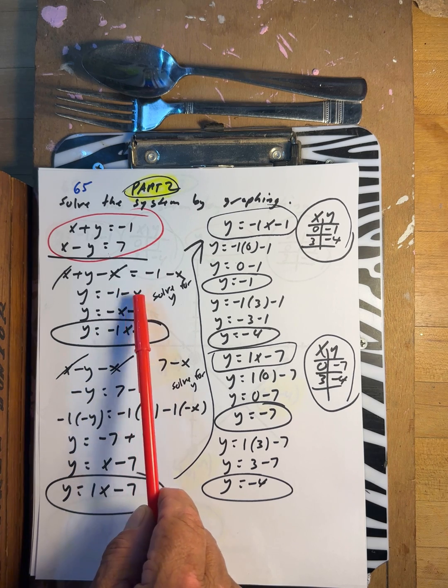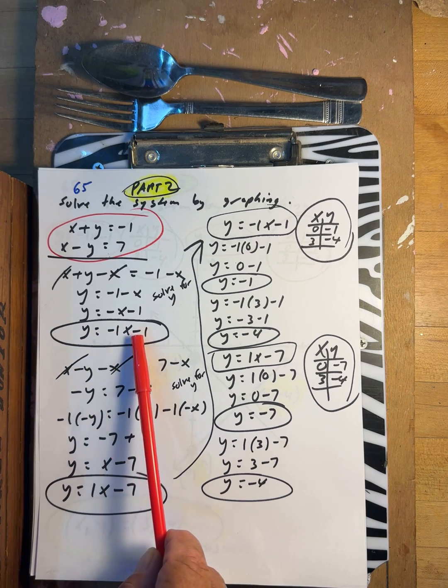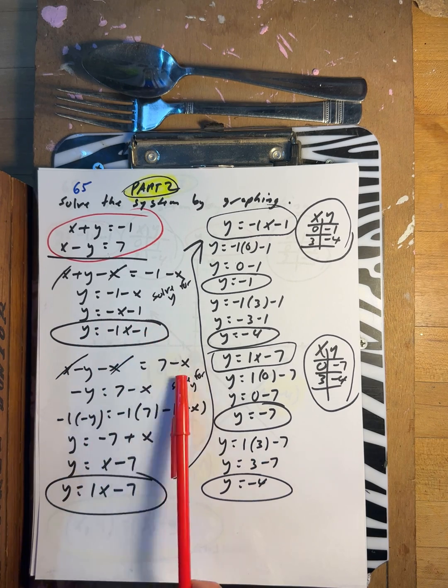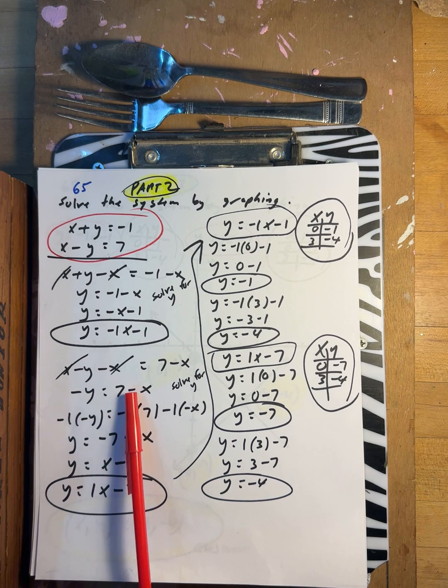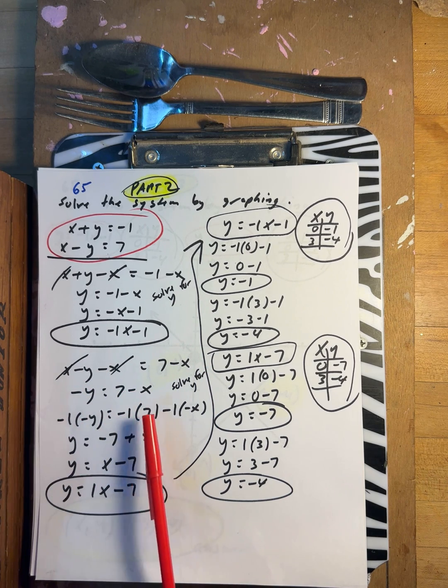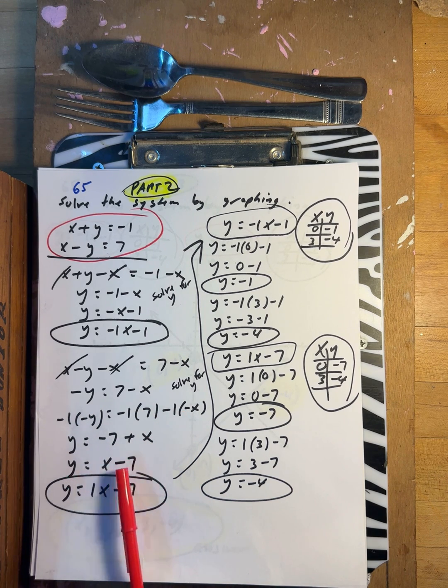-1x, -1, -x, yeah, rewrite it, put a 1 there, so y equals -1x minus 1. Solve the other one for y, minus x, so you have -y equals this, multiply by -1, negative times negative is positive, negative, positive, so now we have y equals x minus 7, or y equals 1x minus 7.